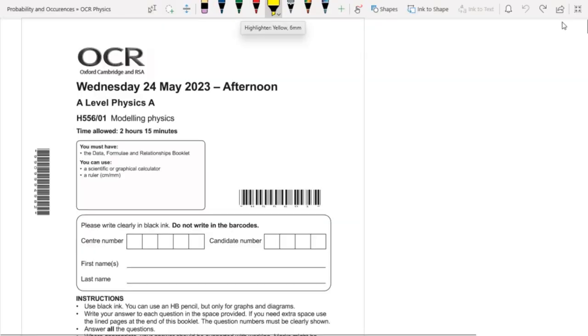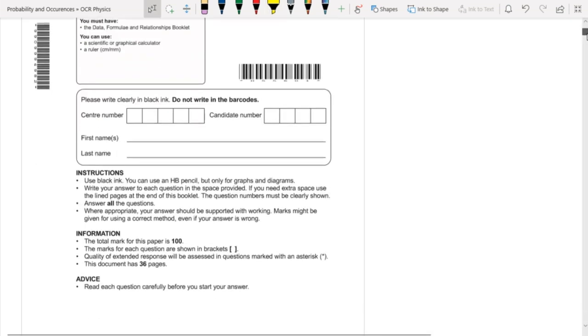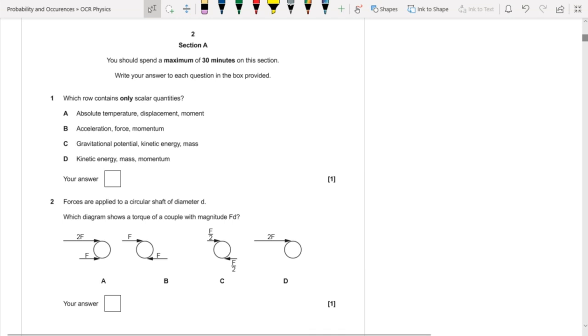Today we are going to be attempting the OCR modeling physics paper from 2023. The structure of OCR physics papers is such that there are two sections, Section A and Section B. Section A consists of MCQs, whereas Section B consists of descriptive as well as quantitative questions. There are a total of 15 MCQs in Section A, and it's recommended that you should not spend more than 30 minutes in this section. So let's start from question number 1.